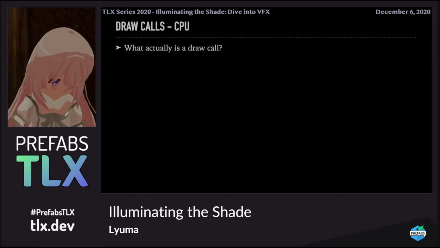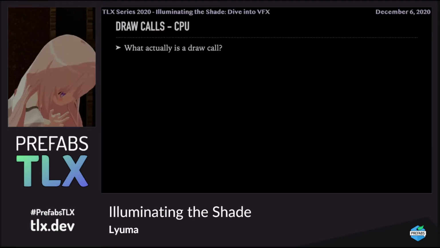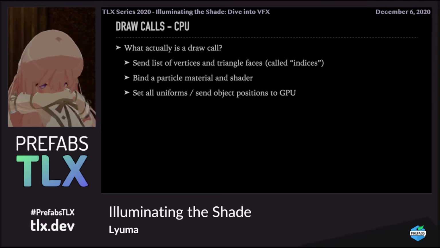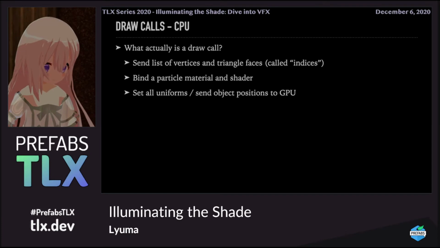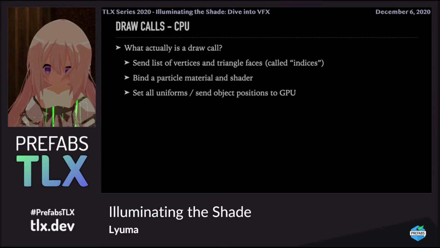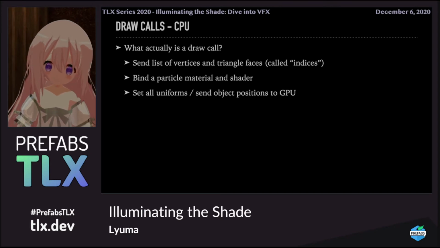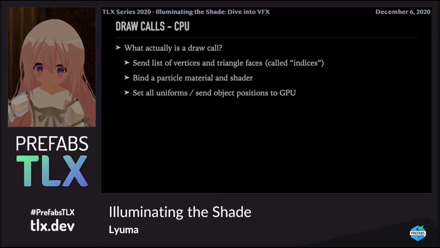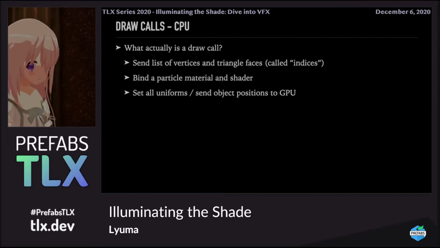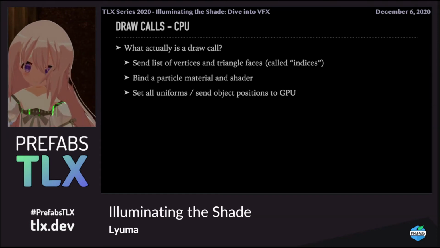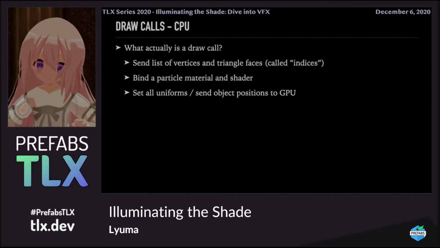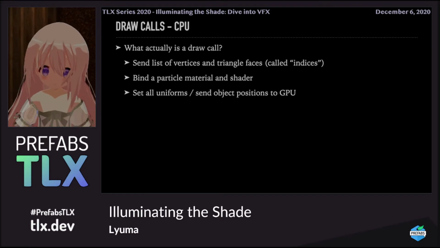So, what is a draw call? A draw call is basically a list of vertices and faces, triangles, getting sent to the GPU with a particular material and shader bound, and all the uniforms set. These are all things that an engine like Unity will have to do every single time you try to draw a mesh. Well, the vertices and triangles can often be cached in the GPU, but you still have to tell it which one to use. You have to bind the material. So there's a bit of work that's done for every draw call.